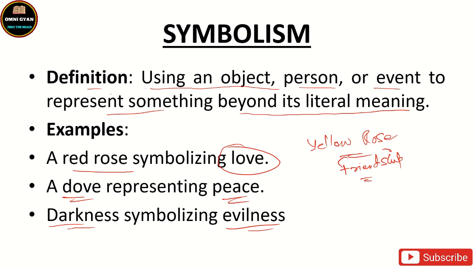Okay, तो ये है symbolism कि एक object को एक meaning दिया जाता है. An object is given a meaning. Red rose given the meaning of love. Yellow rose given the meaning of friendship. Dove given the meaning of peace. Darkness given the meaning of evilness.